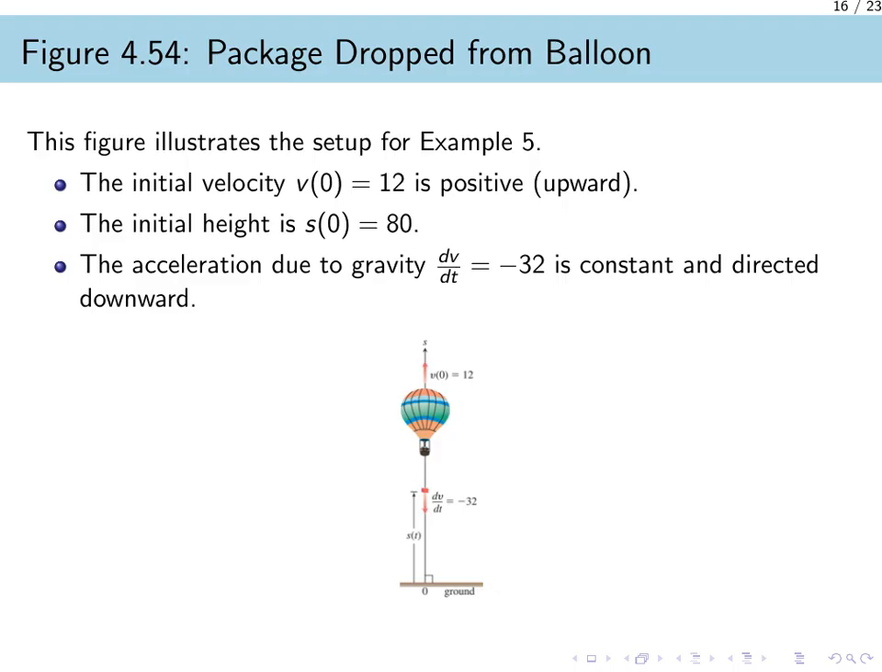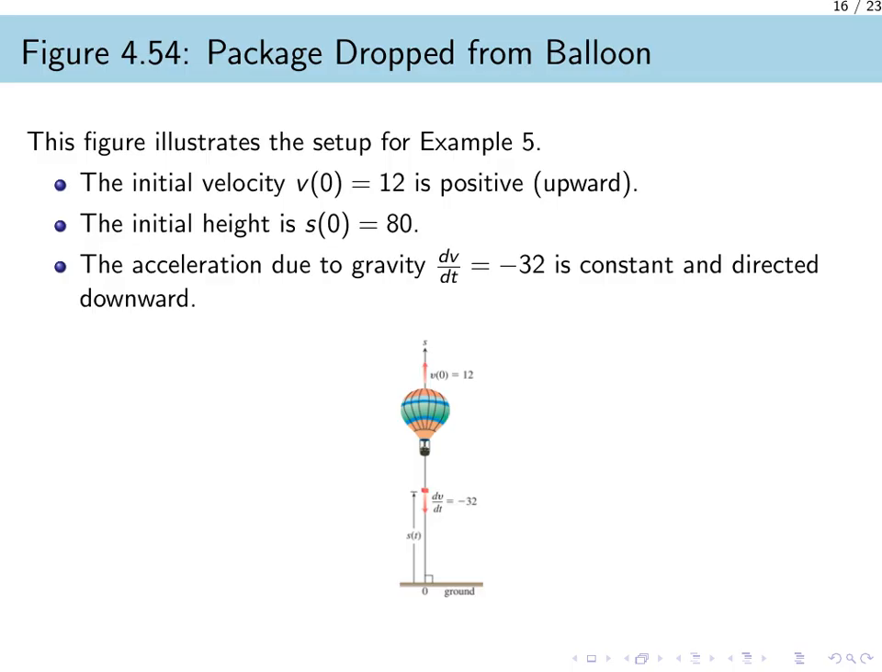I will now use antiderivatives to solve a classic physics problem, modeling the motion of a package dropped from a rising hot air balloon. First, let us establish our initial conditions. The balloon is moving upward at 12 feet per second when the package is released. So the package's initial velocity, written as v of 0, is positive 12. It is important to remember that the package inherits the balloon's motion. Its velocity does not start at 0. The package is dropped from a height of 80 feet, so its initial position, s of 0, is 80.